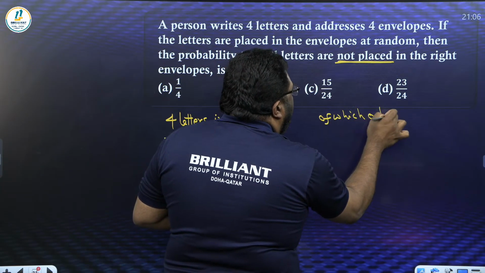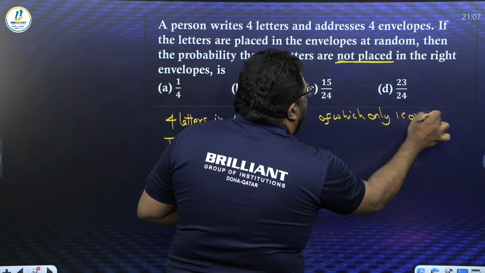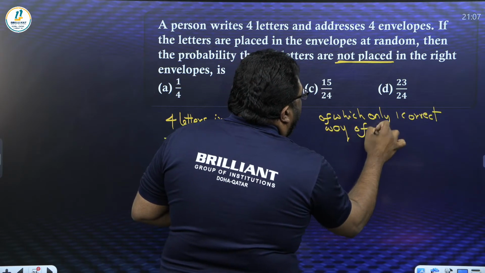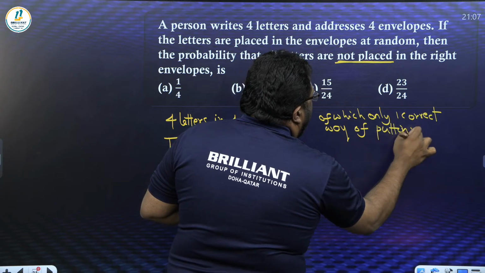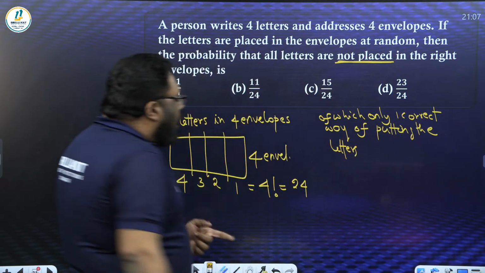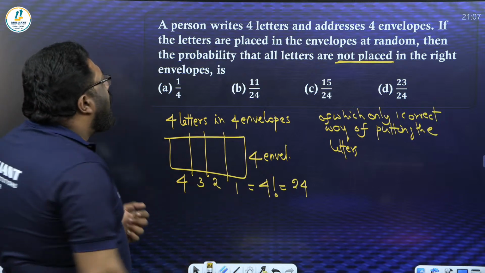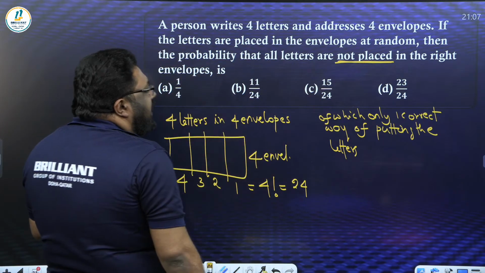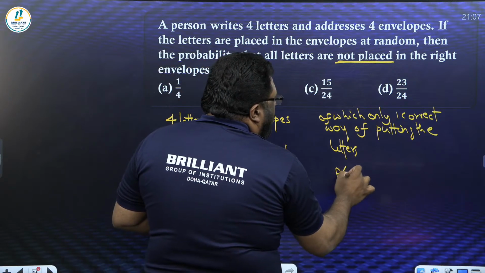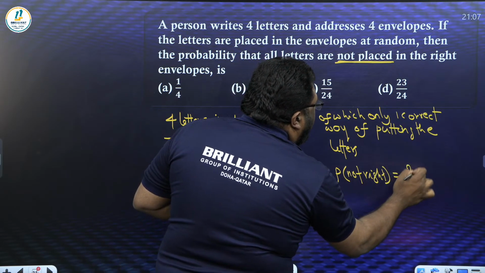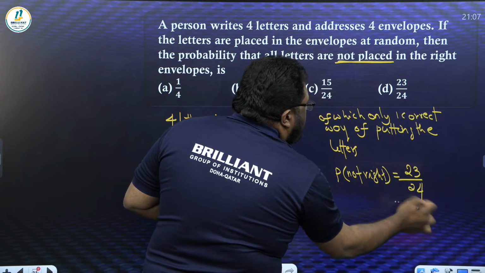There is only one correct way of putting the letters. Remaining 23 ways are wrong. So what is the probability that all the letters are not placed in the right envelope? Not right is equal to 23 out of 24. Finished. Simple logic.